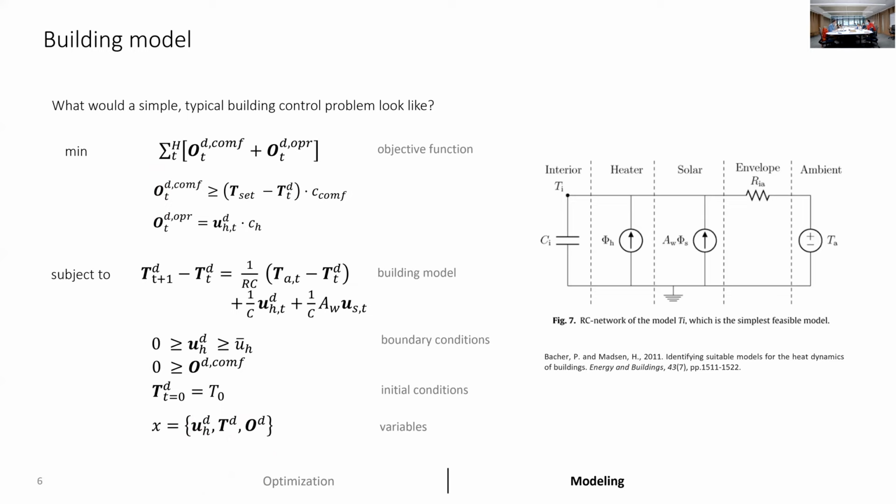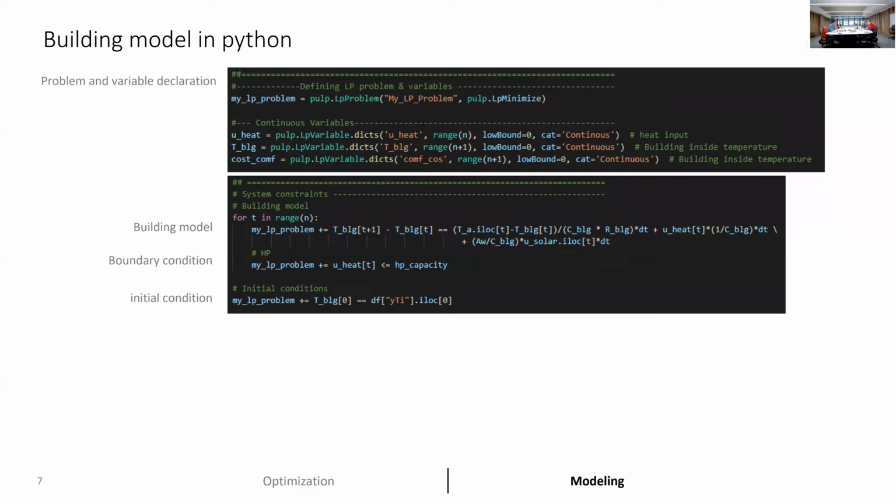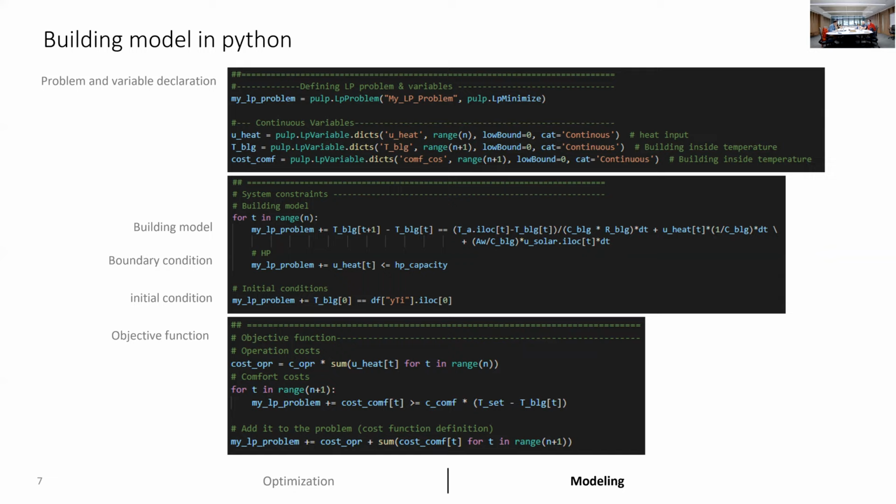So if you want to implement this in Python, quite concretely, you will use the pulp package and you would define your LP problem, which I'll define a bit later on, that you will initialize, and you would declare your variables. So your heat, your temperature of your building, and your comfort costs. You would input the constraints of the system, your building model, the boundary conditions, and the initial conditions that are present here. So this is done by basically adding to the declared LP problem the equality or inequality constraints that you have between the declared variables and the input parameters that you have. And you can declare your objective function in a similar way, which you simply add as well to your problem at the end.